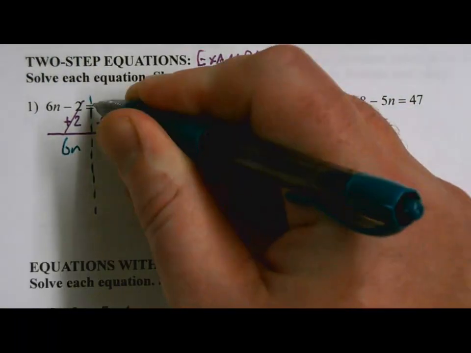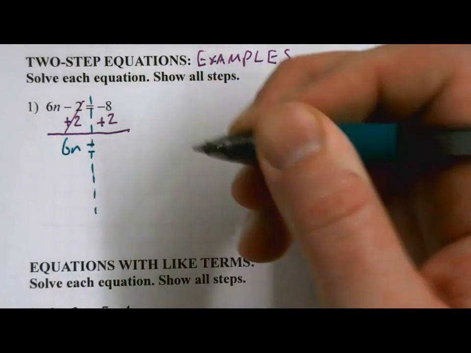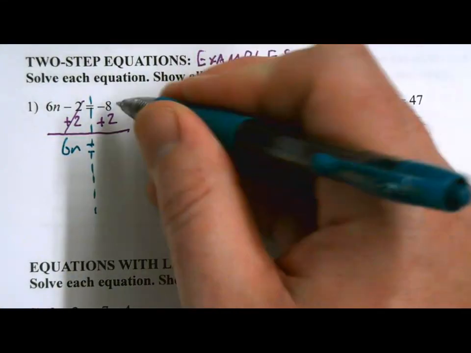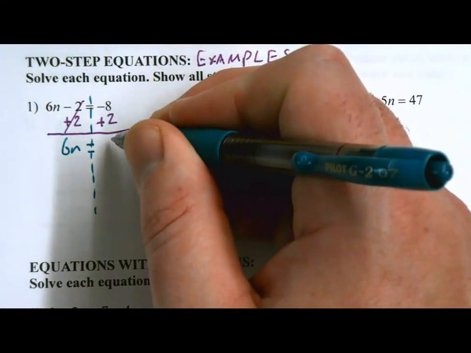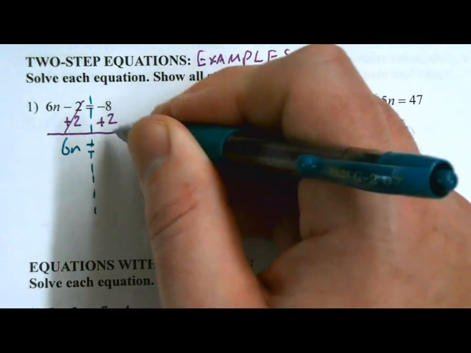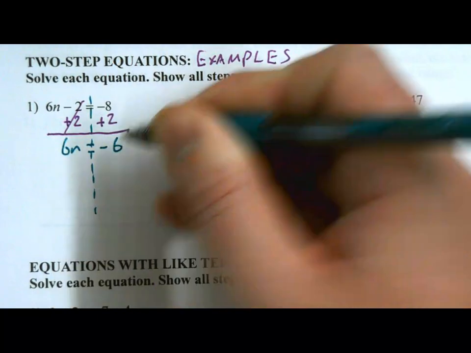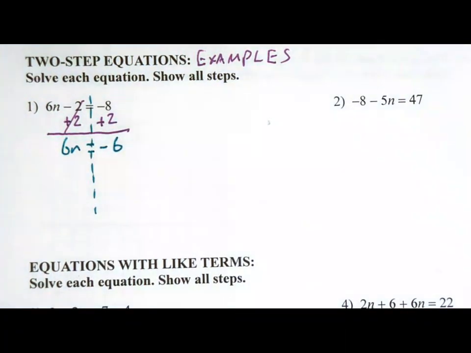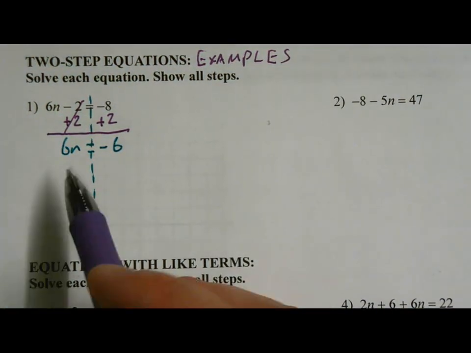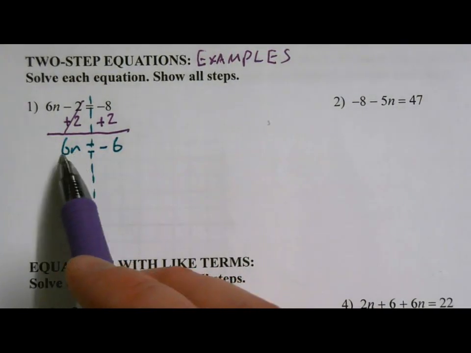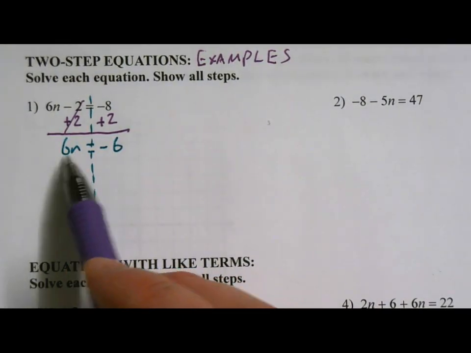We still have a 6n. I'm going to bring my equal sign down right along that line. Over here we have negative 8 plus 2. So that would be the same as 2 minus 8, negative 8 plus 2. That is negative 6. Okay, again, focused on the side with the n. I still need to get rid of this 6. That 6 is multiplying the n. I know it's multiplying because there's nothing in between.